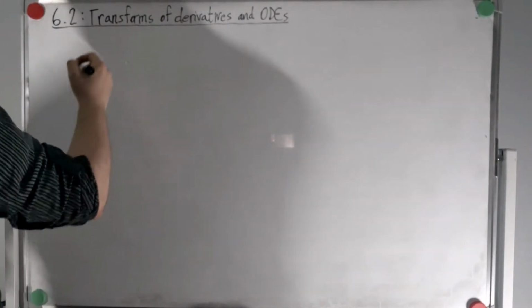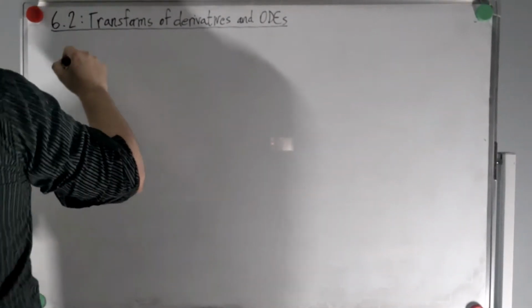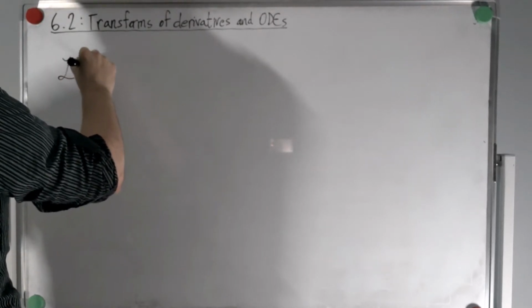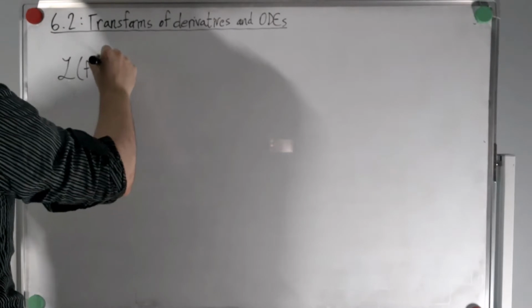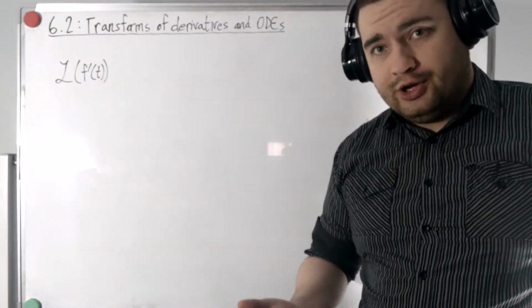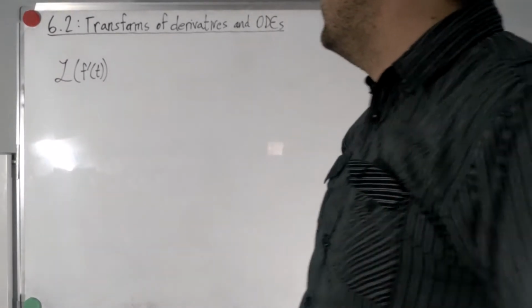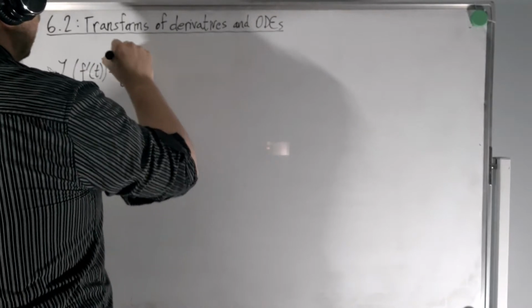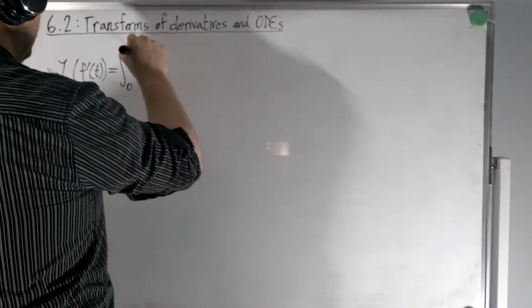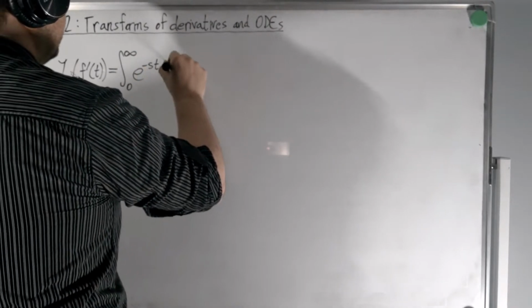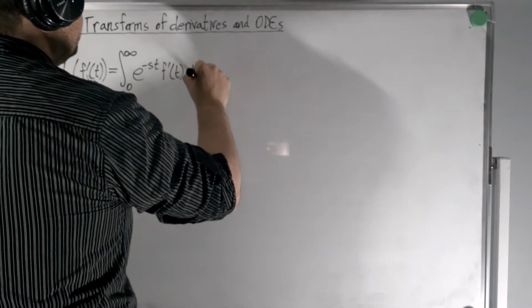Right, so suppose you have a function f of t, and you want to find the Laplace transform of its derivative, f prime of t. Okay, well, to do that, we could set it up directly from the definition. This is the integral from 0 to infinity, e to the negative st, f prime of t, dt.